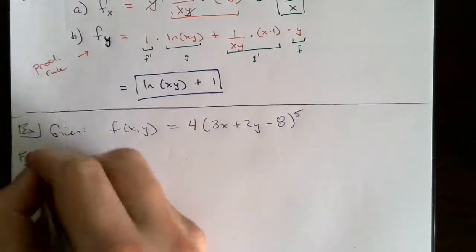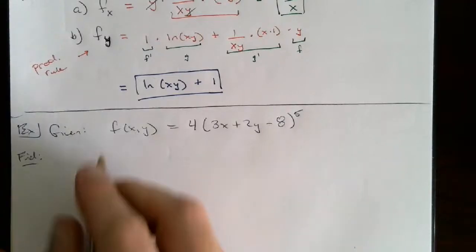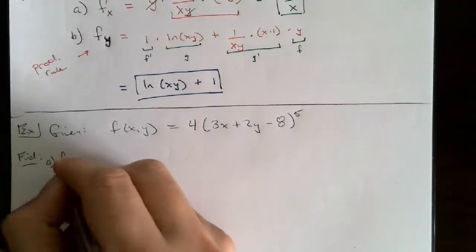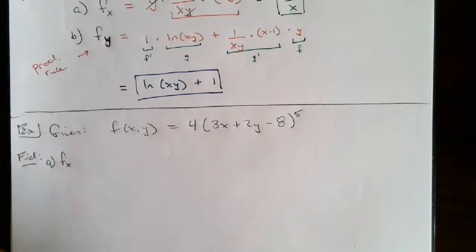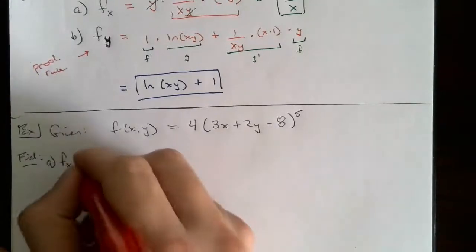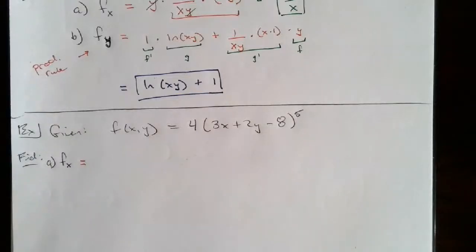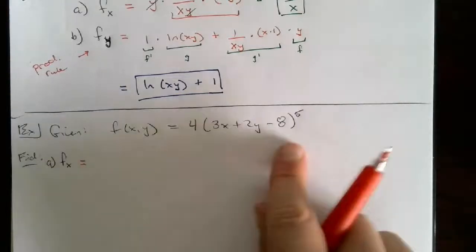We'll say find, same thing we've been finding, the first derivative, right? So this will be part A. First derivative with respect to x. So first derivative of f with respect to x. And again, you got to think about what you've got here. You got 4 times 3x plus 2y minus 8.